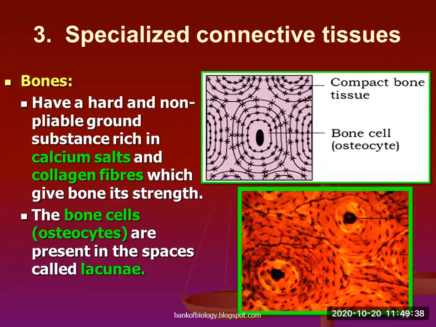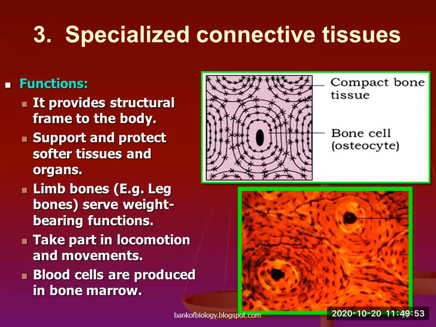The chondrocytes are the cartilaginous cells. The bone cells are called osteocytes. These osteocytes are present in the empty spaces called lacunae. Functions: it provides the structural frame to the body.